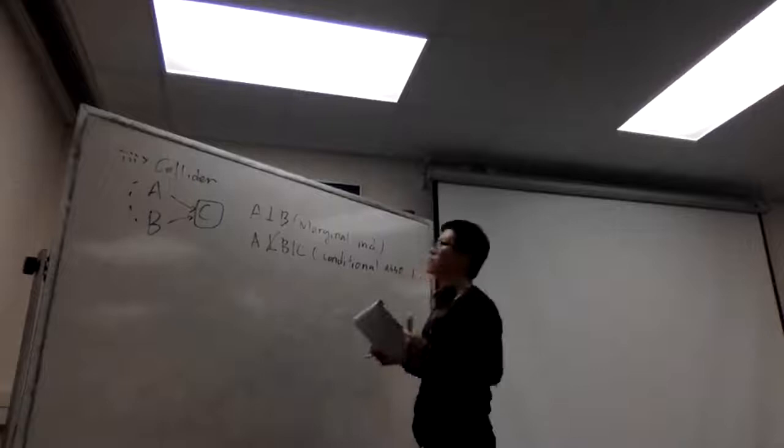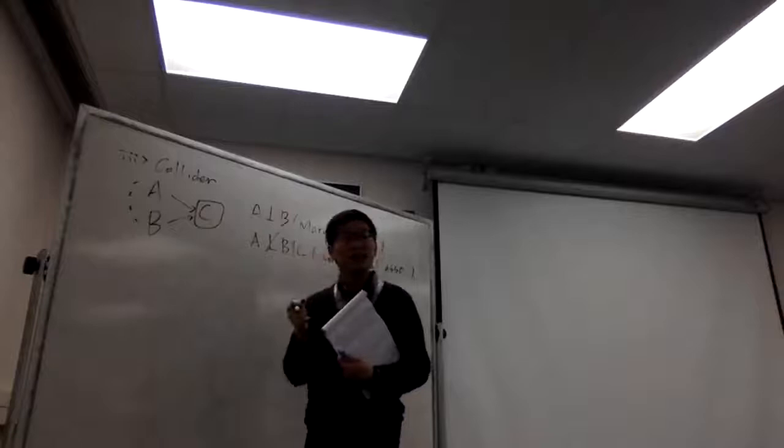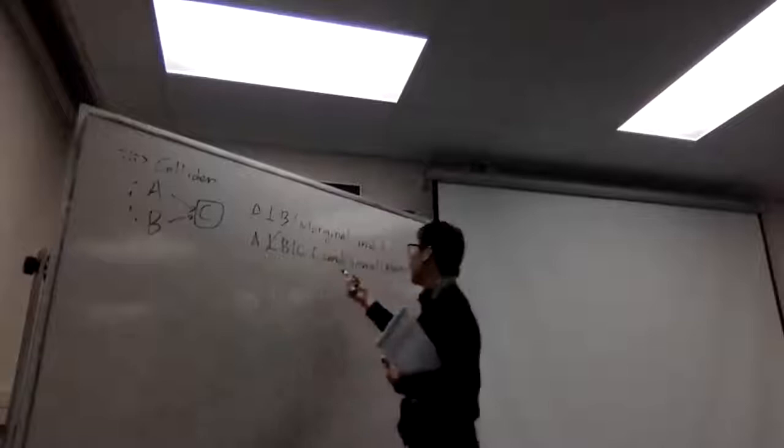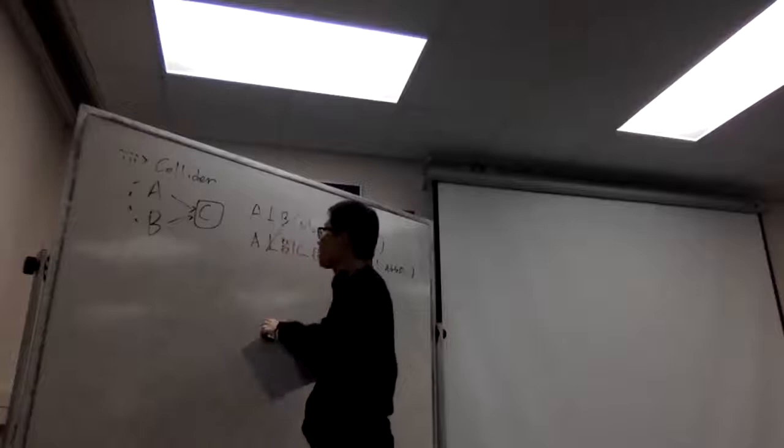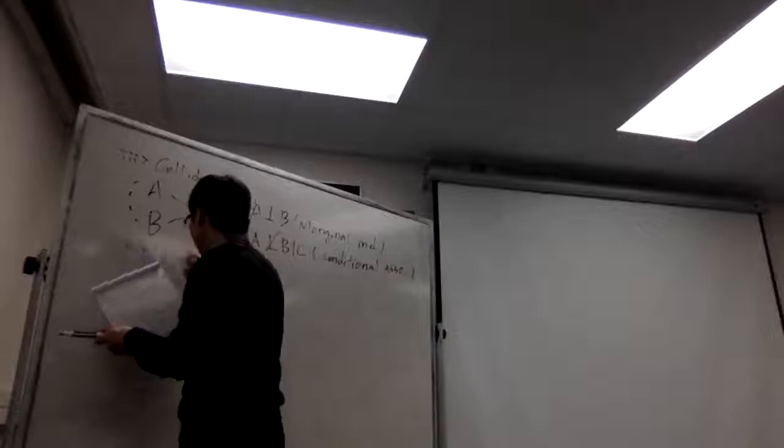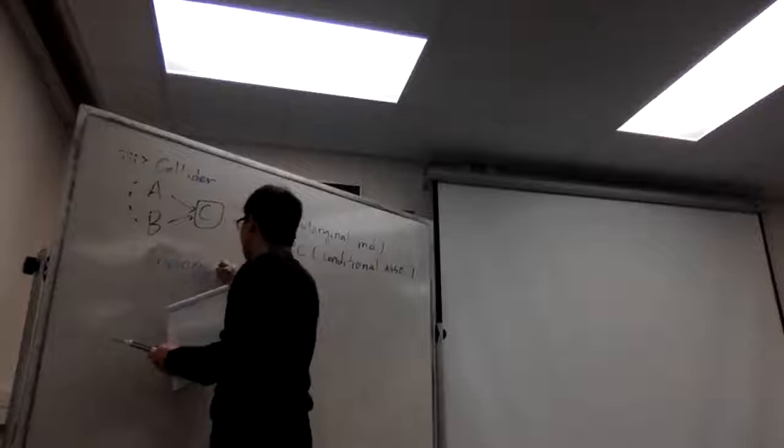Okay. So before conditioning on C, there was no relationship between A and B. But as soon as you control for C, there's a relationship. This bias is called endogenous selection bias.